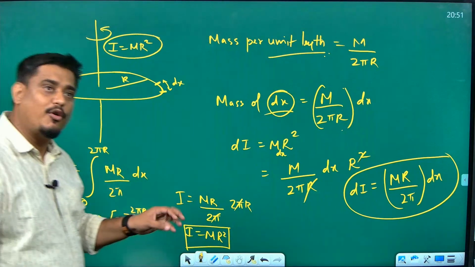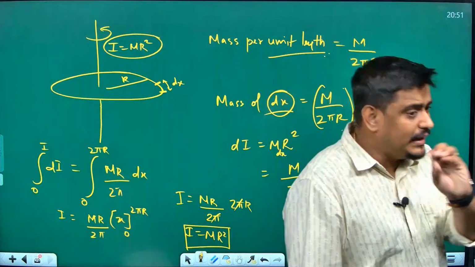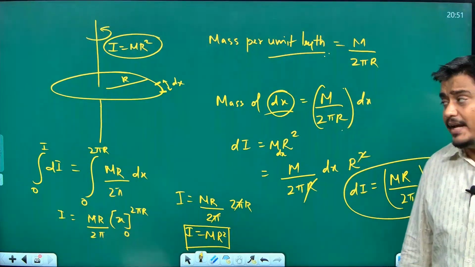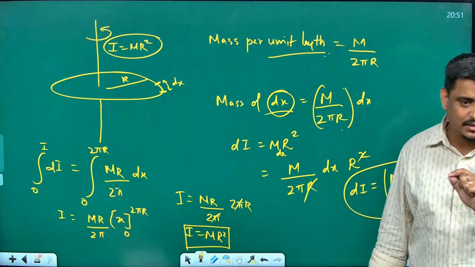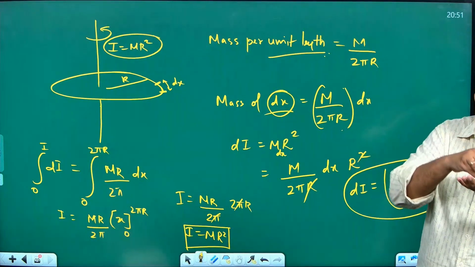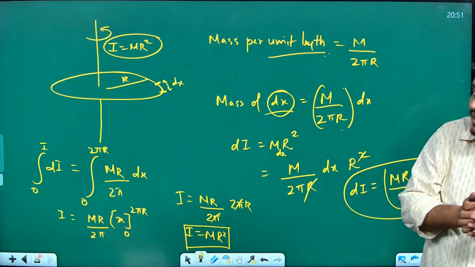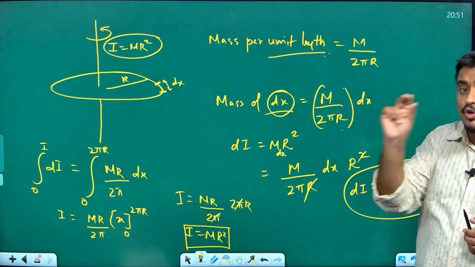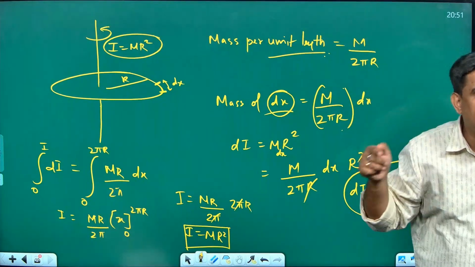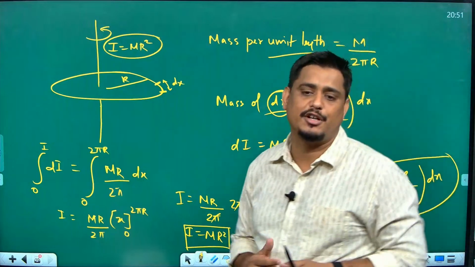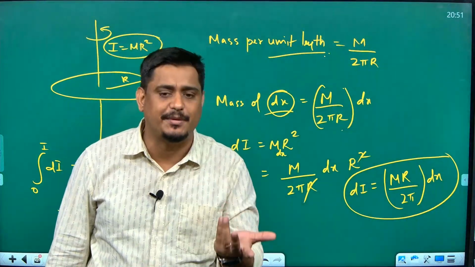Same way, for any shape, if you want to find the moment of inertia, what we will do? We will take mass per unit length or mass per unit area or mass per unit volume, whatever you want to take, and then we will find the mass of a unit portion, and then we will integrate within the entire limit to get the entire moment of inertia. That is how you find the moment of inertia of any shape.